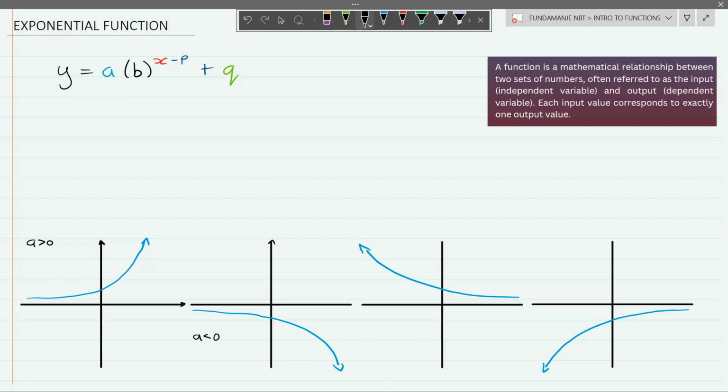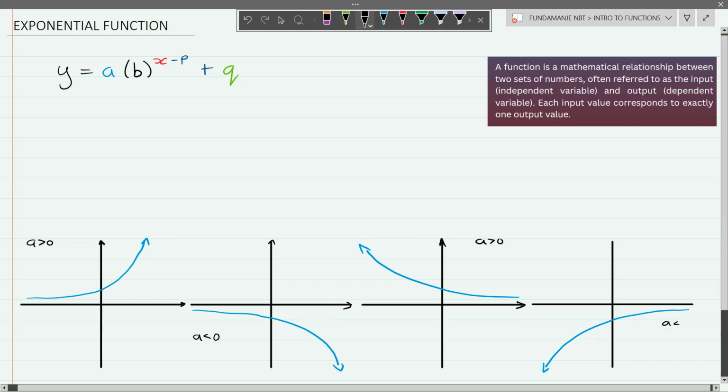Then we take a look at the next one. So in this one, a is still greater than 0. Let me write it here. A is still greater than 0 in this one. This is because the graph is still above the x-axis, and here a is smaller than 0 because the graph is below the x-axis.